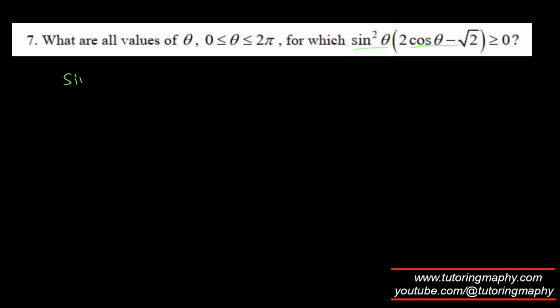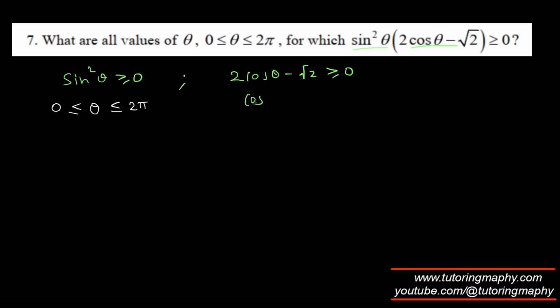I will only allow that sine squared theta should be greater than or equal to 0, and 2 cos theta minus root 2 should also be greater than or equal to 0. But this has all the solutions, right? Doesn't matter what theta you take, this is always either 0 or positive. So this has no restriction actually. This answer will be 0 to 2 pi. It will always be happy.